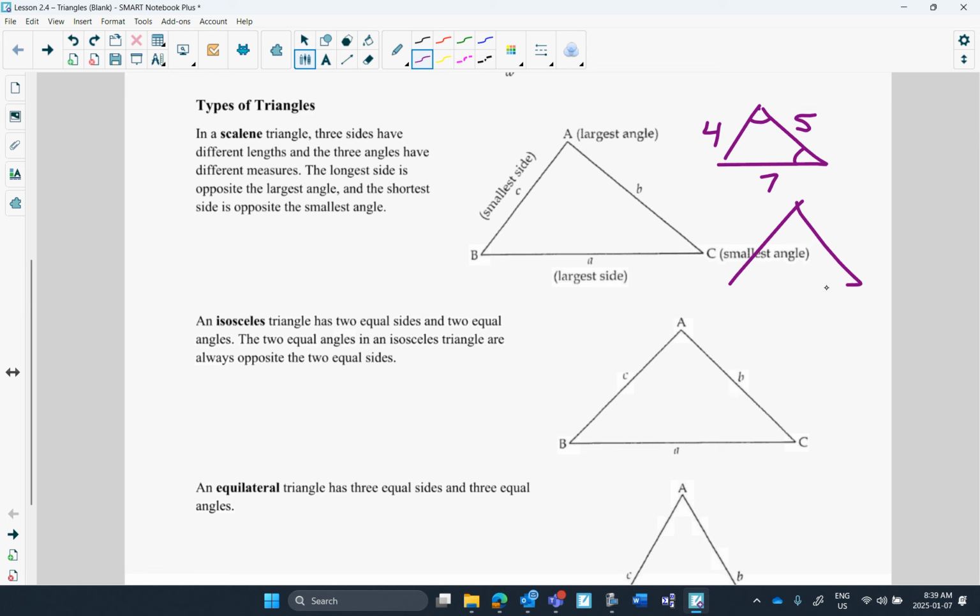Or we could have done it like this. These aren't to scale, by the way. And I could have done 50, 70, and 60. And I could ask you, which one's the smallest side? Well, the smallest side would be opposite the smallest angle, so it would be this one. This would be the smallest. The longest side would be opposite the largest angle, which would be this one. Just something additional to that.